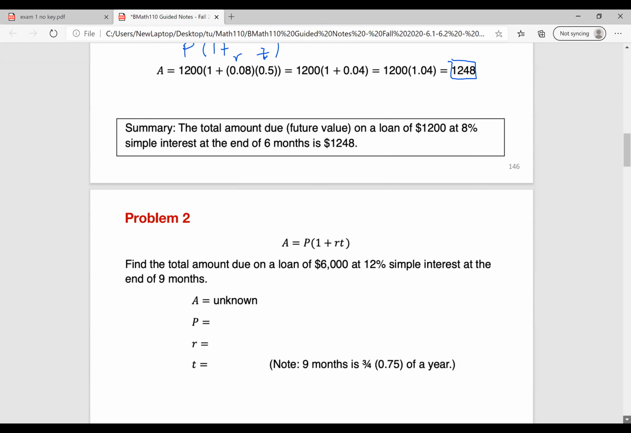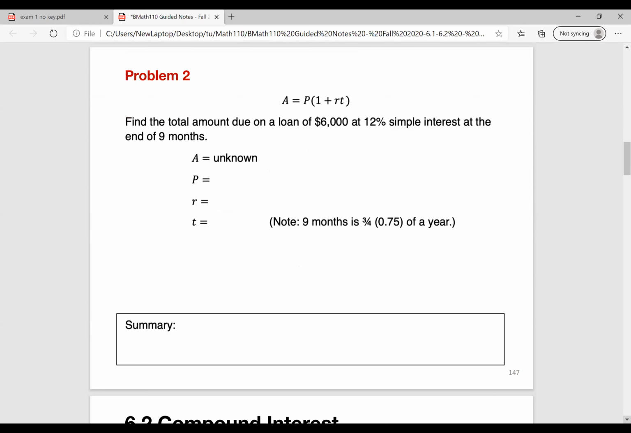Now let's go to problem number 2, and we're going to try this. You can pause my video and try it on your own, but I'm going to start to do it now. Find the total amount due on a loan of $6,000 at 12% simple interest at the end of 9 months. This is simple interest, so we have to use this formula.